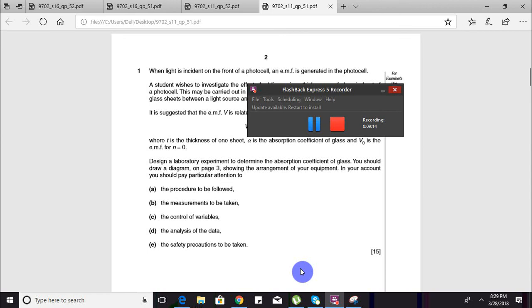Safety precaution: you're using high intensity light, so you might want to wear dark glasses or ensure that you don't look directly into the photocell. These are things you need to pay proper attention to.